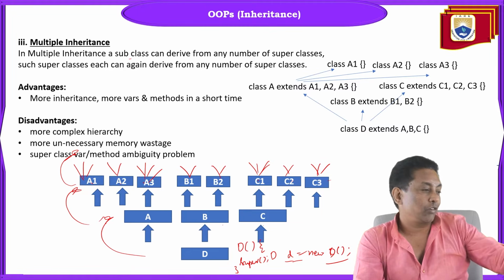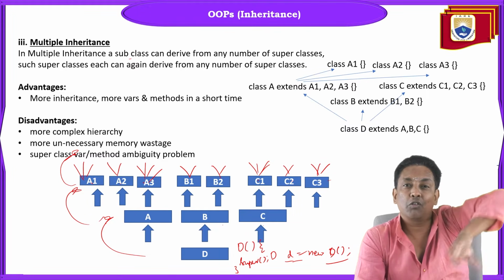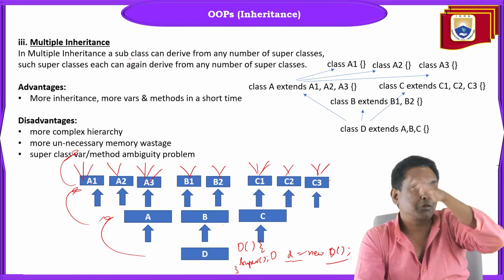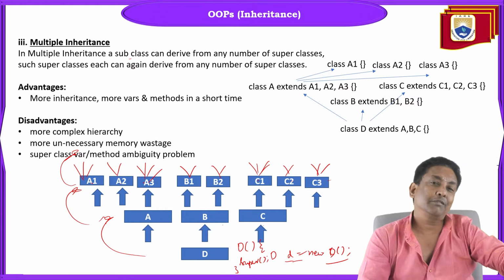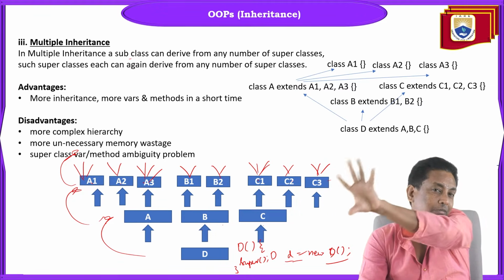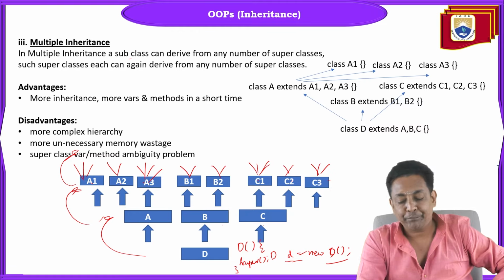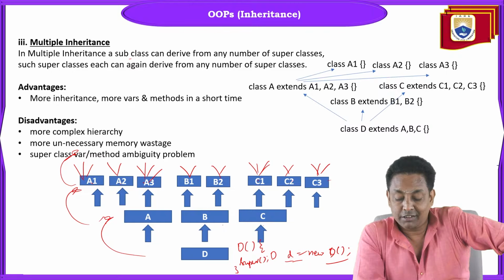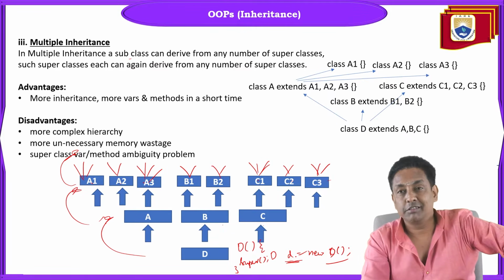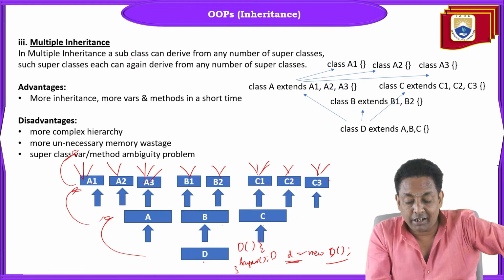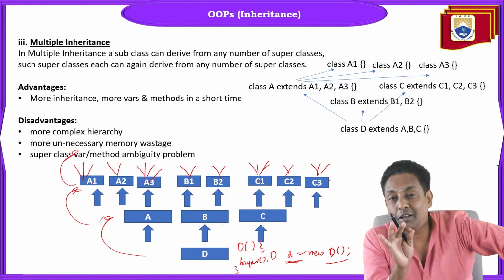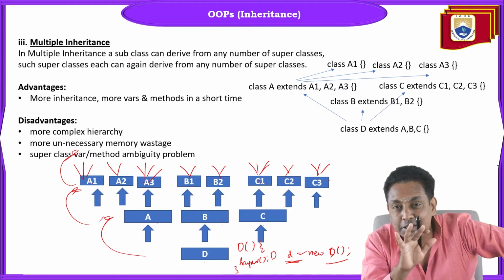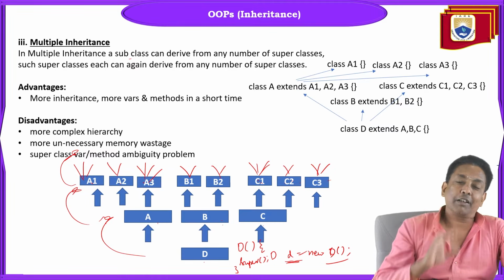Child class constructor will tell, okay, my entire hierarchy, my whole family of classes, my superclass, its superclass, all together we want some 250 or 300 bytes of memory. The new operator will allocate memory somewhere, and that address will be given to the object reference. The point is, if you create an object of D, the memory required for D class variables and methods, ABC class variables and methods, A1, A2, A3, B1, B2, C1, C2, C3 class variables and methods, memory will be allocated for all their instance variables, except for the static variables.